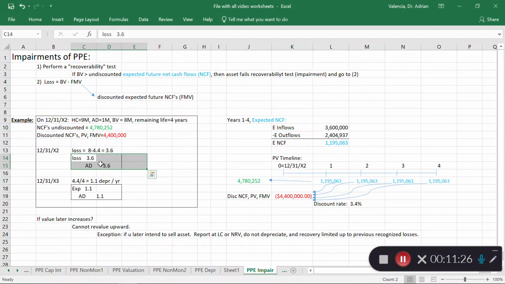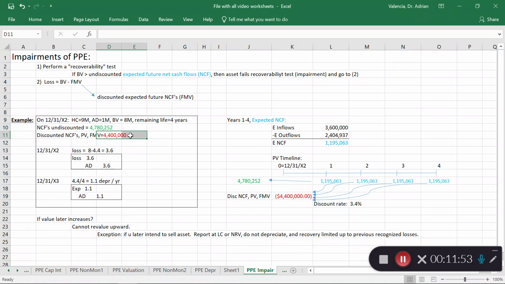Having done that, having taken this loss right here for the impairment, your book value now will be 4.4 million because you will have, in accumulated depreciation, 1 million plus 3.6. So that's 4.6. And if you take 9 million minus 4.6, that gives you 4.4. So that's the new book value. Your fair market value is now your new book value.